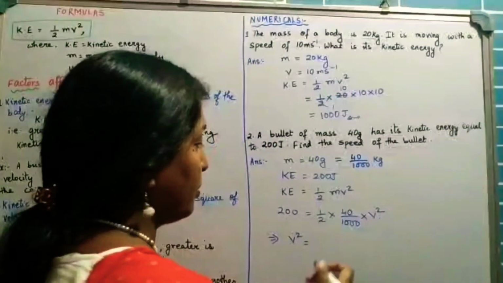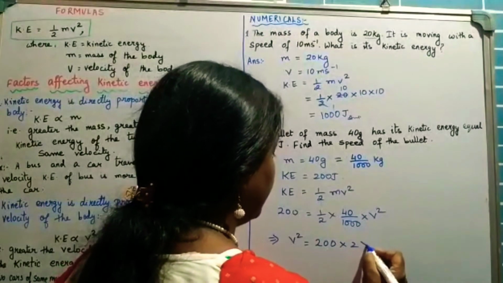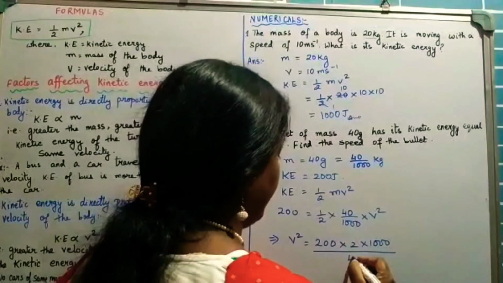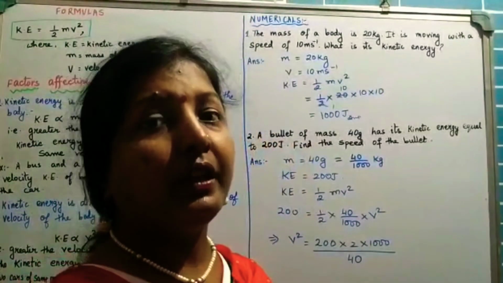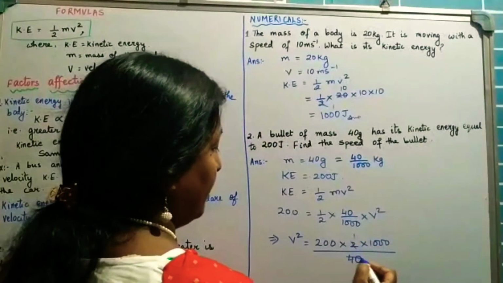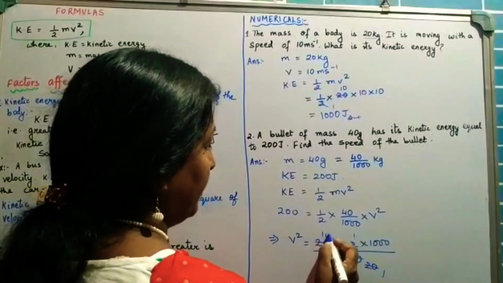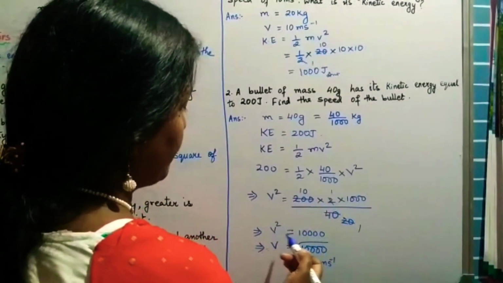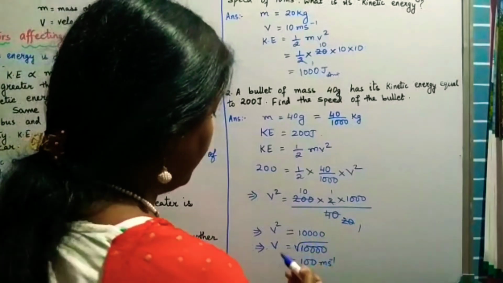Now the rest all changes its side, and because they are changing their side, the sign also changes. So 2 and 1000 are divided, so they get multiplied to 200 and 40 gets divided. This is something that you must have studied in your maths classes, how to solve an equation. So the cancellation, 2 ones are 2, 20s are 1s are 20, 10s are. After cancellation we get v square is equal to 10 to the power 4. So v is equal to square root of 10 to the power 4.